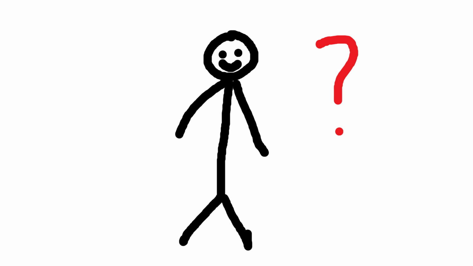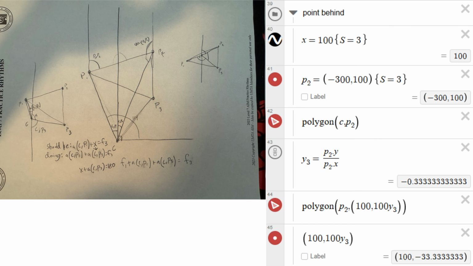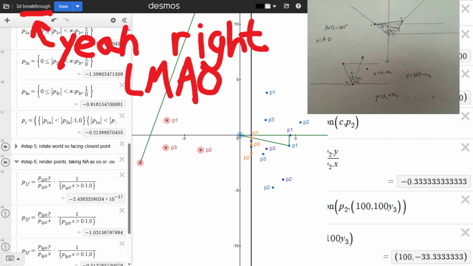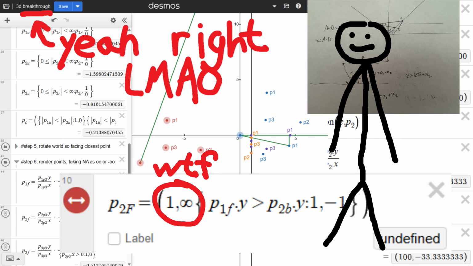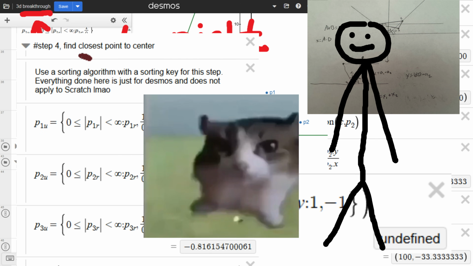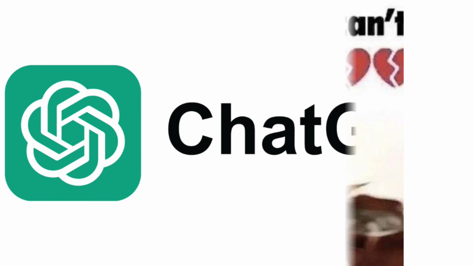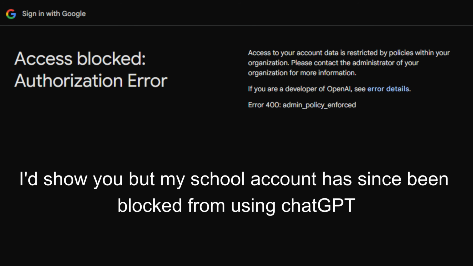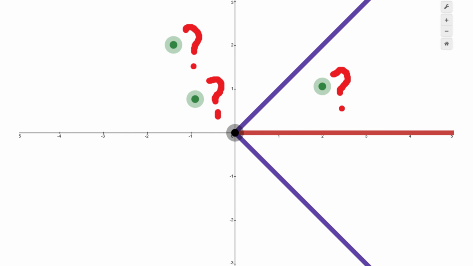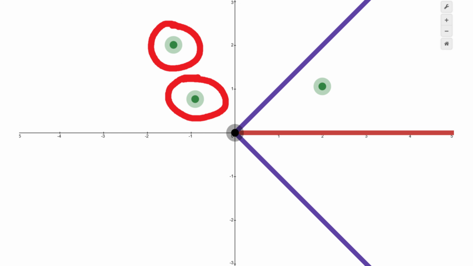So how do we fix this problem? I tried a lot of stuff, and I did a lot of things that I'm not too proud of. Once again, I way overcomplicated things and made more problems than I was solving. But after many ChatGPT prompts, I got the solution. Now, you might think that we can just check if the point is behind the camera, and if it is, don't draw it.